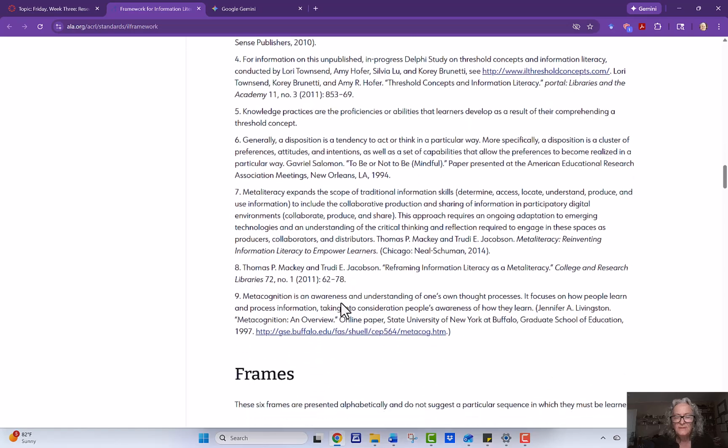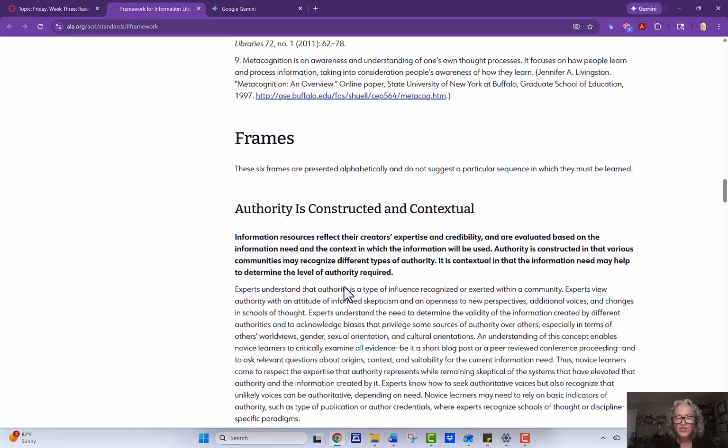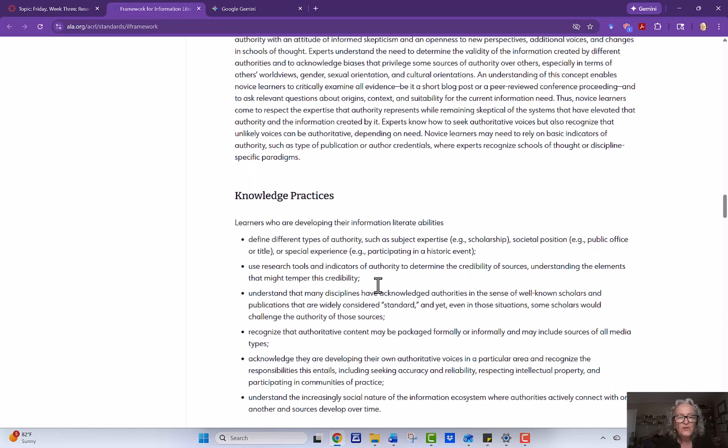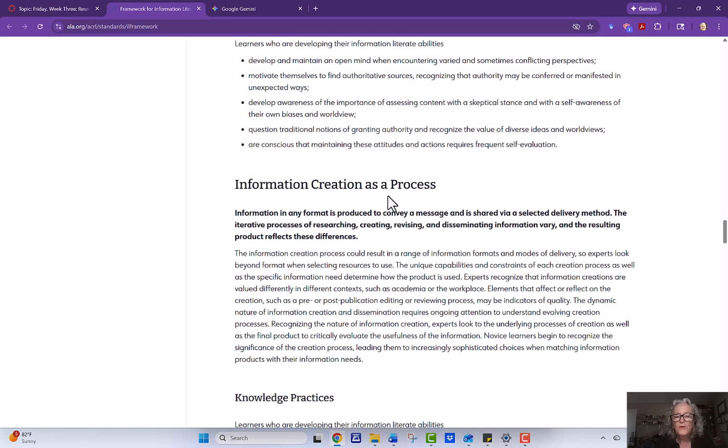Keep scrolling down. And the frames, these are the frames that they base research on. What is research on? Authority is constructed and contextual. You're going to read the introductions to all these. You don't have to read the knowledge practices. Informed creation as a process. Any new knowledge is a process. People research and talk about it, and finally it becomes something that we acknowledge is true. Like the sun's going to come up every day.